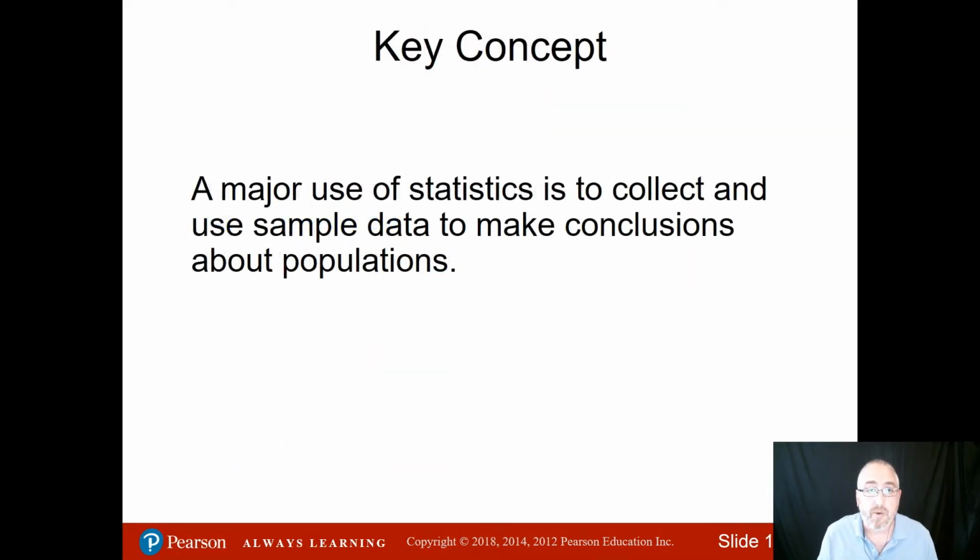A major use of statistics is to collect and use sample data to make conclusions about populations. Again, that boils back from what we saw in the first section. We're looking at sample data to describe what's happening with the bigger population. So this is just a reiteration of that conclusion.